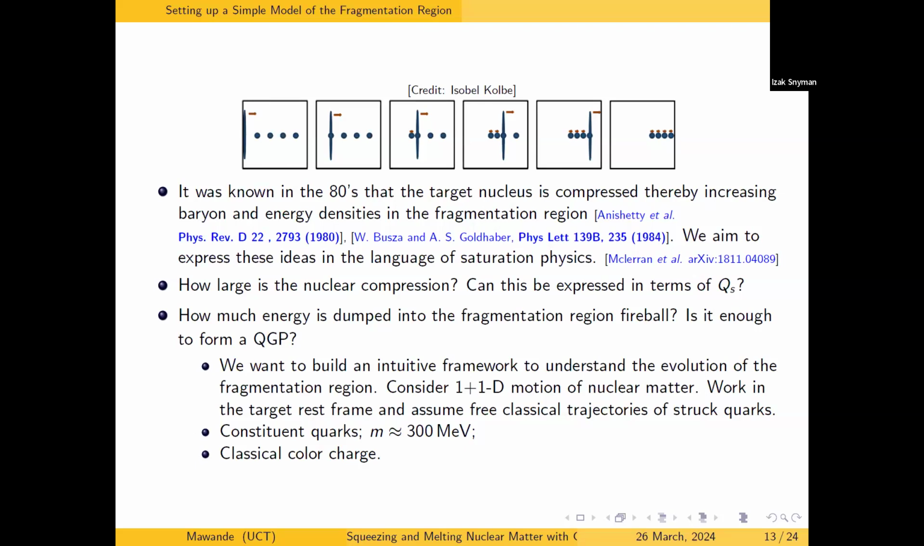Energy densities and baryon densities are sufficient to actually produce deconfined matter. Okay, right? So we're going to be dealing with just 1+1 dimensions, for simplicity, as a proof of principle. We're going to look at how the baryons are compressed in the fragmentation region. Okay, and these are hit, and we assume.